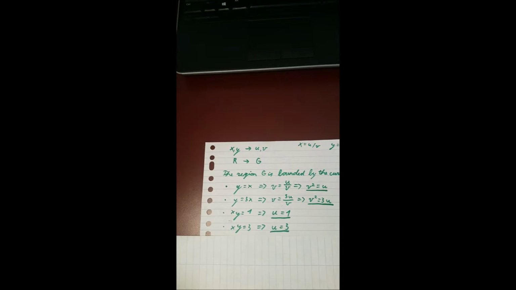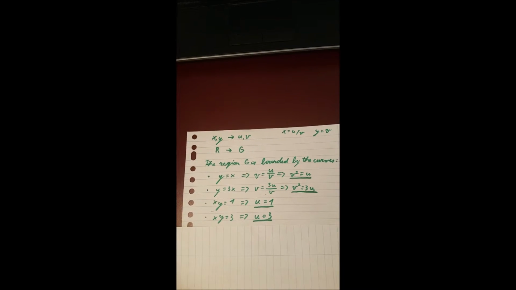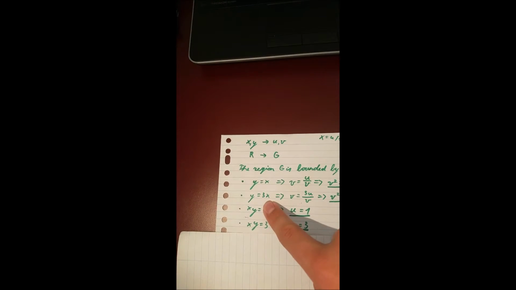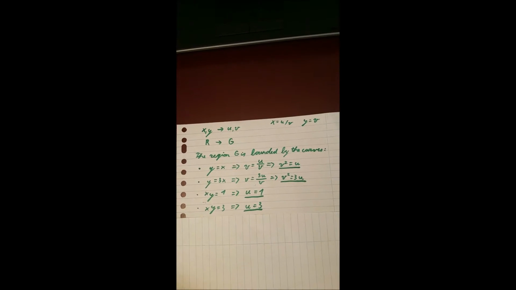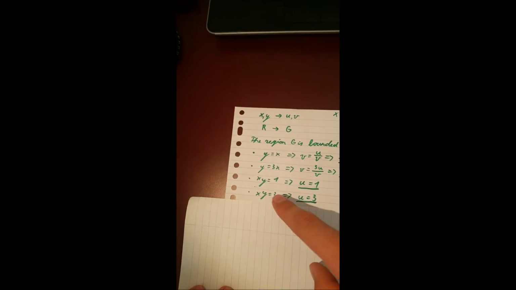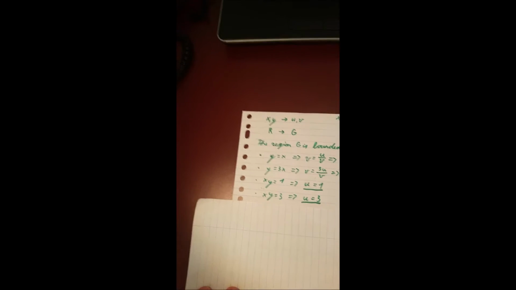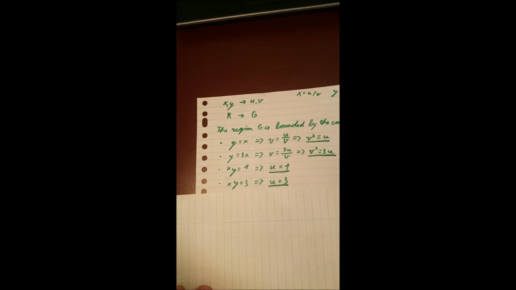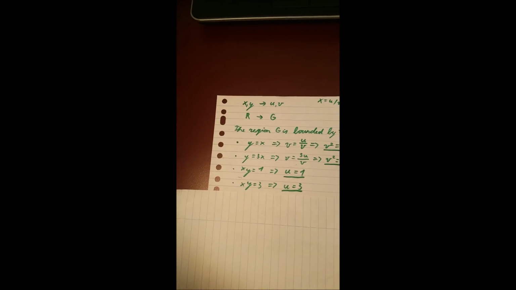Well, the same applies for y is 3x: just filling in y is v here, and x is u divided by v, plus the multiplication by 3 because there is 3x, and this ends up like this after some algebra. And then we have x times y is 1: just fill in these again and you will end up with u is 1 if you're doing it correctly. And the same applies for x times y is 3, and you will end up with u is 3.